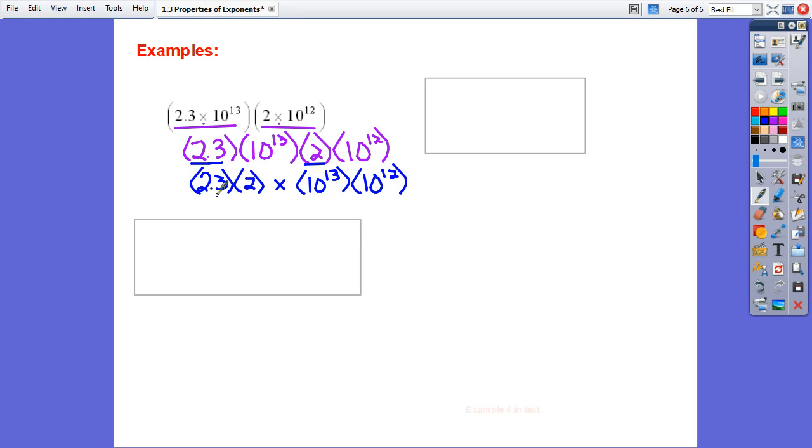Now, why I do that is I can go ahead and multiply these two, 4.6, and then I've got my times. And whenever you have common bases and you're multiplying, what do you do with the exponents? That's one of our properties. You add the exponents. And so we end up getting 4.6 times 10 to the 25th as our answer. Okay, for something like that. So using our properties allows us to do operations with scientific notation.